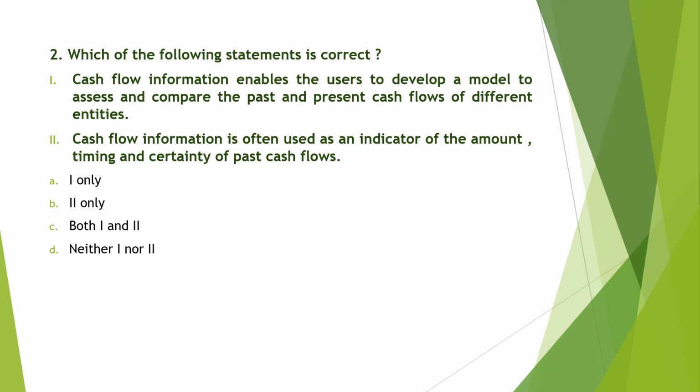Statement number 2. Cash flow information is often used as an indicator of the amount, timing, and certainty of past cash flows. Statement number 2 again is incorrect. Cash flow information provided by the statement of cash flow is often used as an indicator of the amount, timing, and certainty of future cash flows of the entity. So therefore, the correct answer is letter D. Neither 1 nor 2. Both the statements are incorrect.